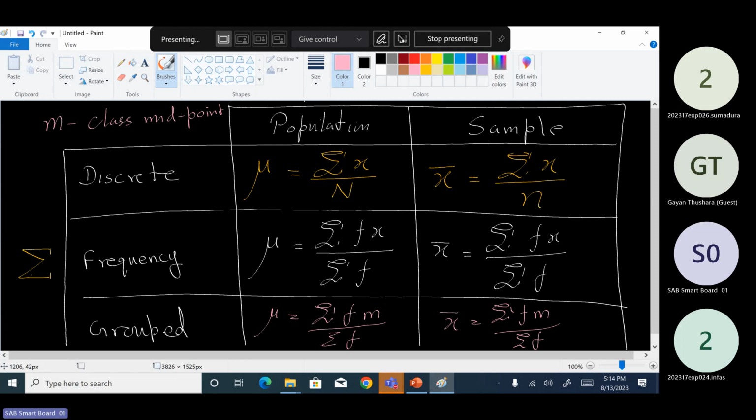So now everything is available, all the formulas are available. When you are given a data set, you have to identify first whether it is population data or sample data. Then, by looking at the data set, you can identify whether it is discrete, frequency or group type. Then you can pick the correct formula, apply it, and get the answer. That's it. So now I'll take some examples and see how we can do the calculation.